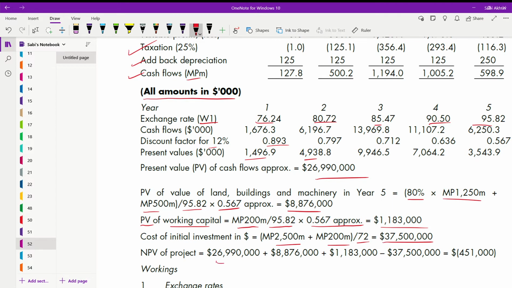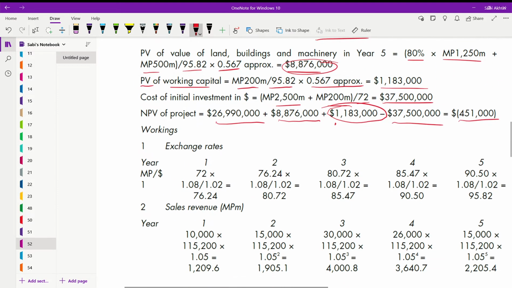So now when you have to find the net present value, how much will it be? Present value of cash inflow: this is the present value from selling your land and building and machinery. Then this one is from your working capital. And then this is your initial investment, so this is negative.